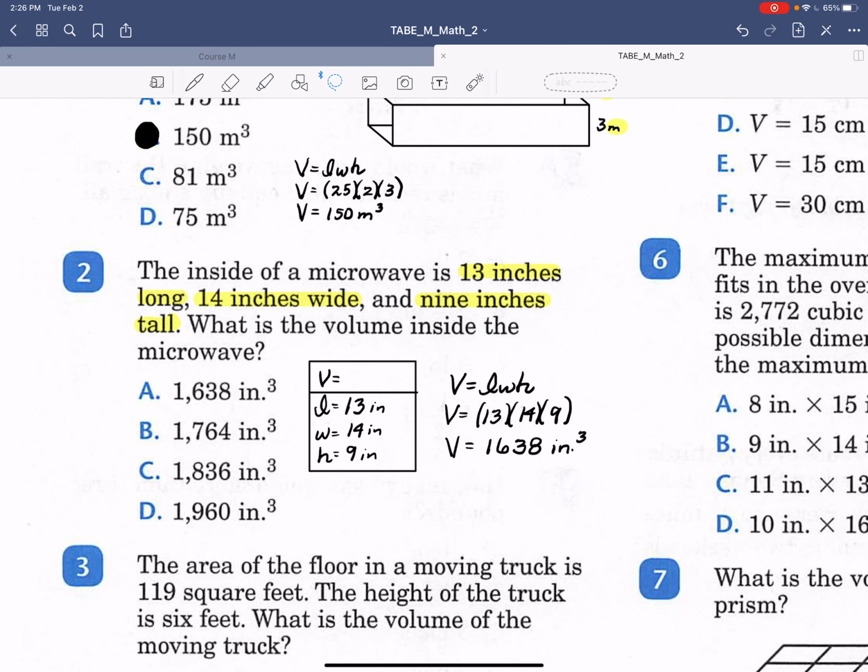Alrighty, so this one is 1,638 cubic inches. And that goes in there.